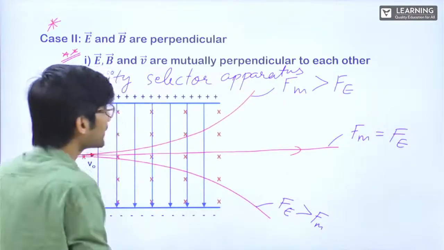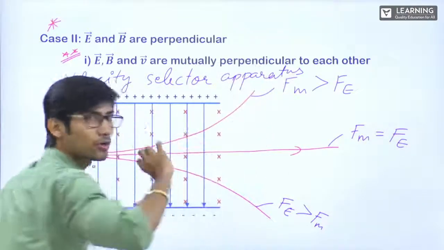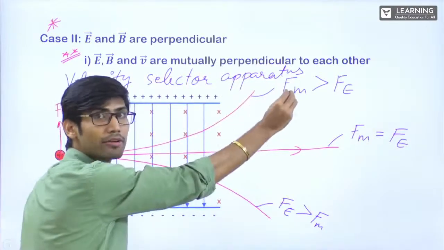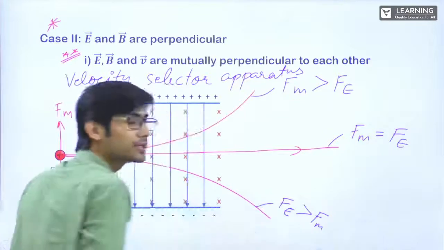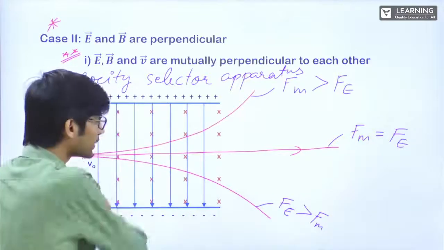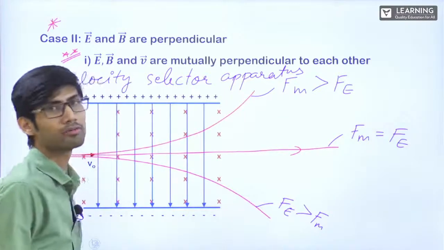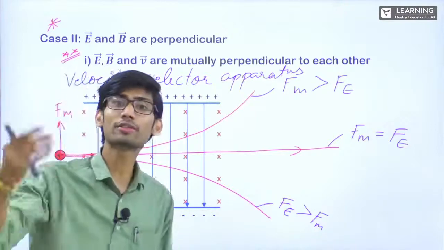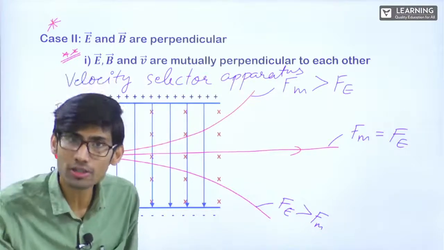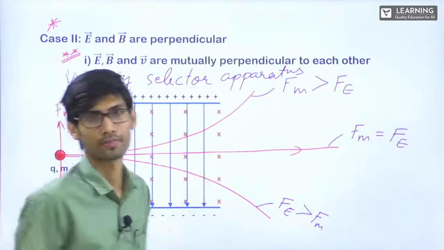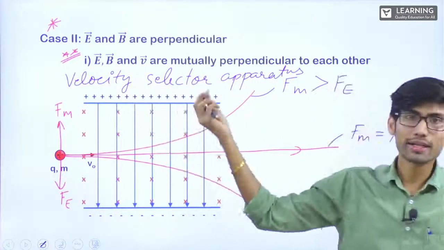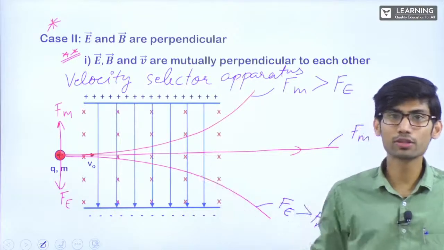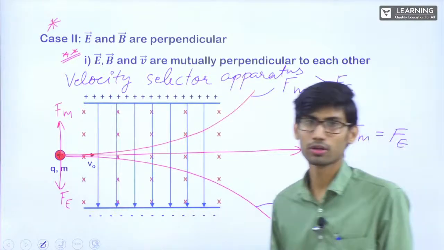Then the particles which are going upwards, we will understand for these particles the velocity is greater than E by B. Particles which are going undeflected have velocity E by B. Particles which are going downwards have velocity less than E by B. So for selecting particles with different velocities, we use this apparatus. Velocity selector, from the name only.